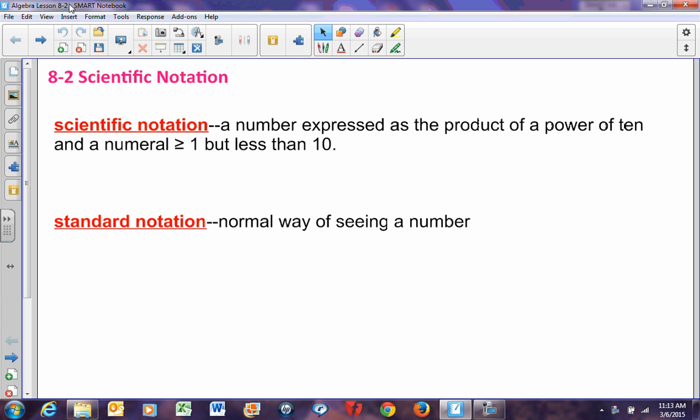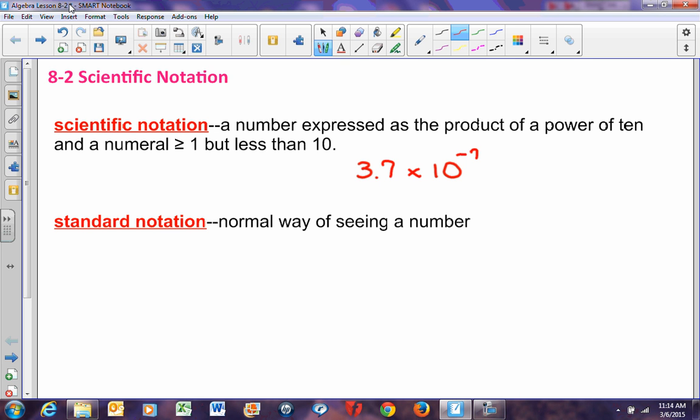Scientific notation is a number expressed as the product of a power of 10 and a numeral greater than or equal to 1 but less than 10. In other words, you have to have a number that has only one digit in front of the decimal place, like 3.7. And then you have to have it multiplied by a power of 10, and it can be 10 to the first, 10 to the second, 10 to the negative 7th, whatever. So it has to have only one digit in front of the decimal point.